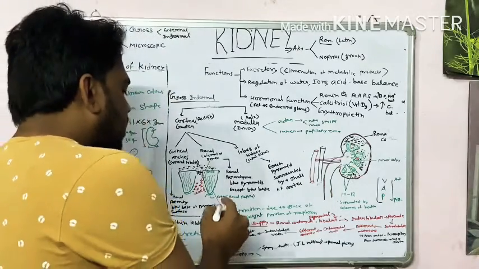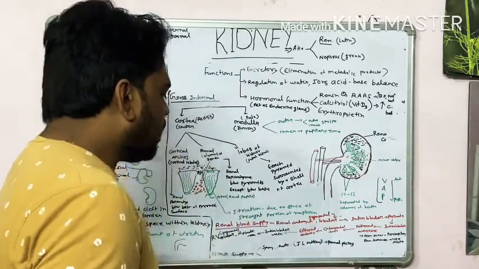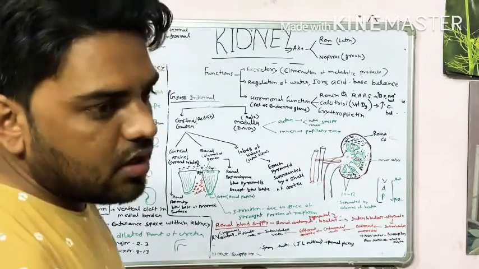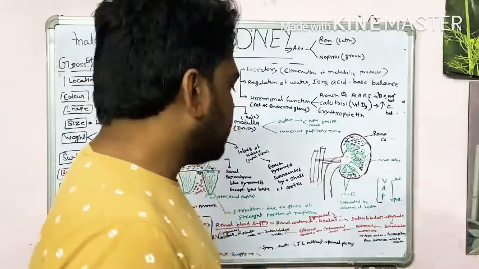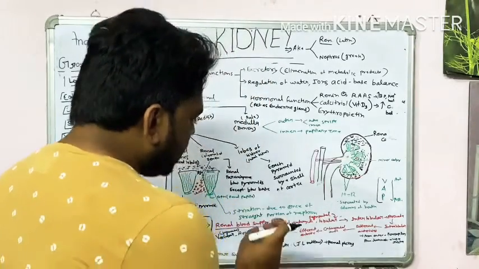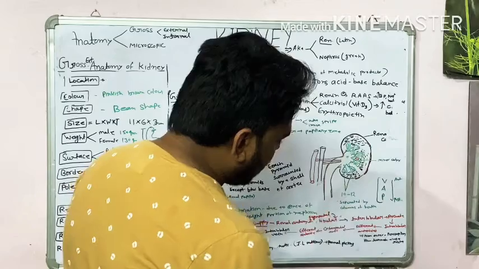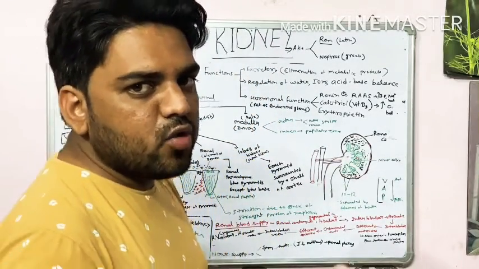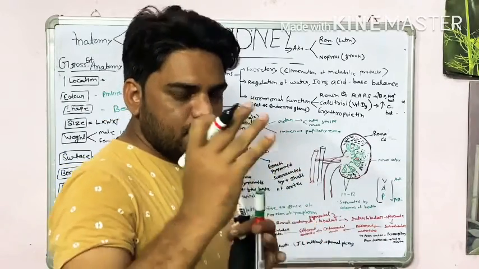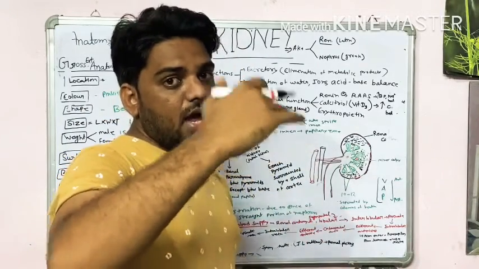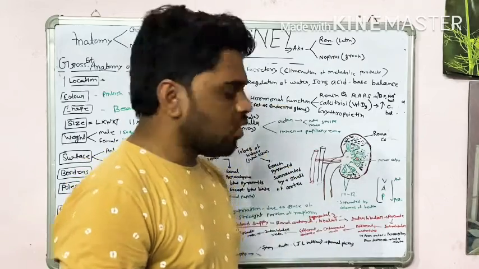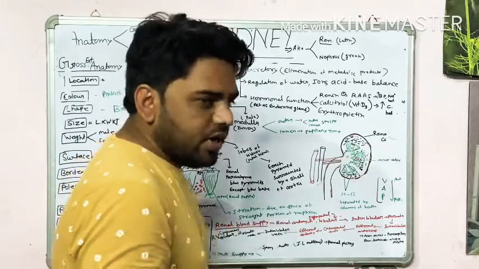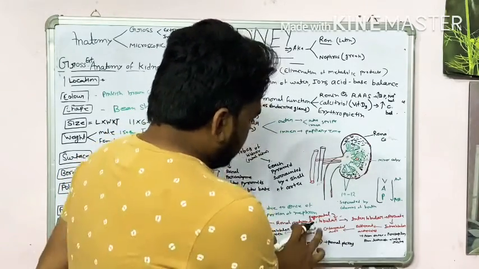Then renal blood supply. The renal artery takes blood from the abdominal aorta. The renal artery is divided into segmental arteries. As you know, our kidney is divided into anterior and posterior parts, and the anterior part is again divided into apical part, middle part, and lower part. These parts are known as segments of the kidney. I will tell you later.